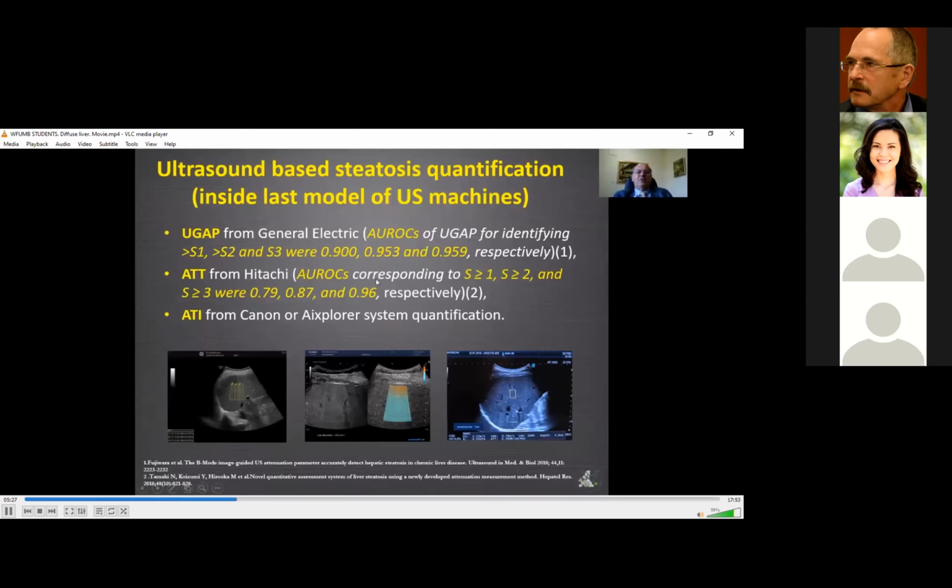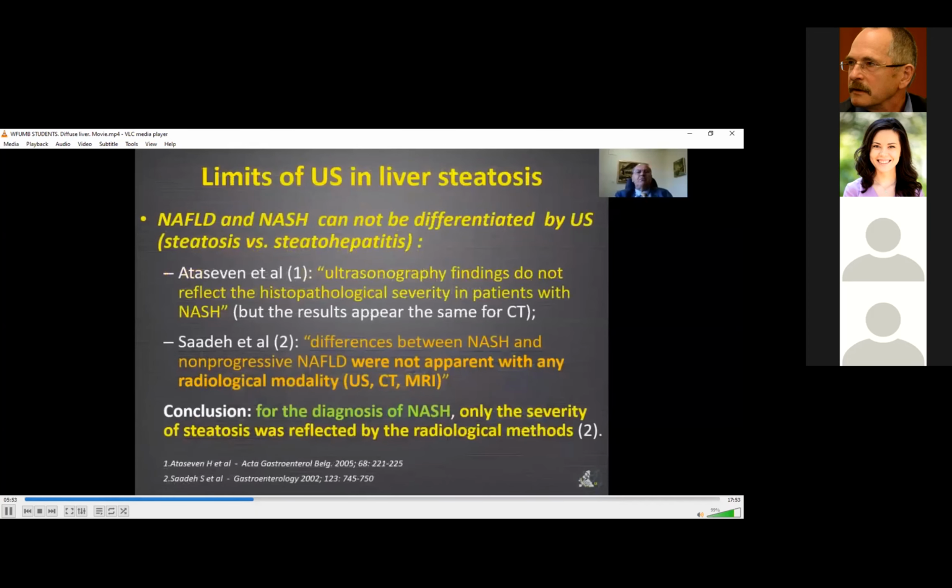And you can see for this system from General Electric that the accuracy for mild, moderate, and severe steatosis is very high, more than 0.90. Then it's a good hope for ultrasound in this field. This quantification is numeric and very objective, and we enjoy having it in our ultrasound machine. But we have some limits of ultrasound for liver steatosis.